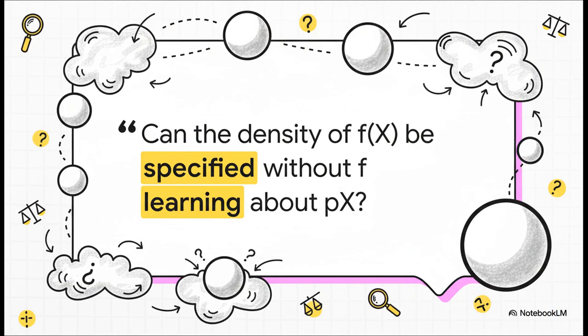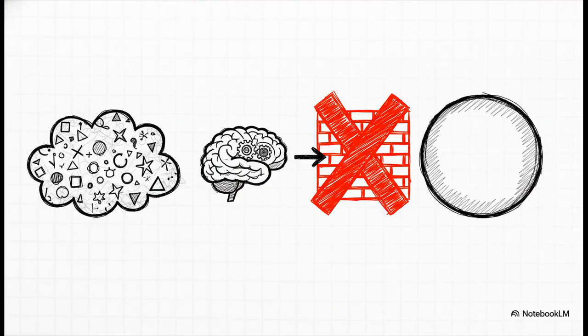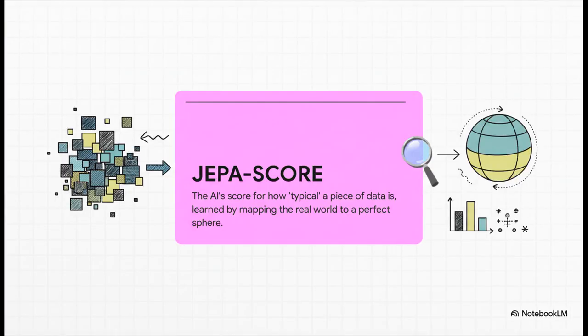And this led them to ask a really fundamental question. Can you force an AI's internal map to have a specific shape, like our perfect sphere, without the AI also having to learn about the shape and the probability of the original data it was trained on? And the answer they found? It's a big, fat no. It is literally impossible. And this gives rise to this new thing they call the JEPA score.